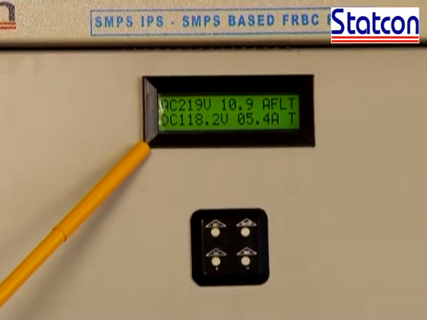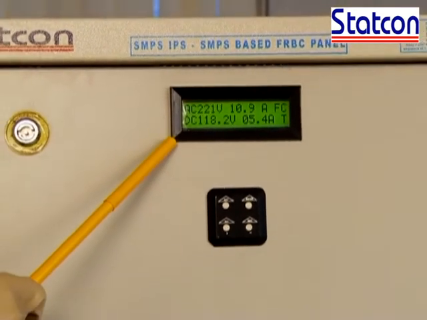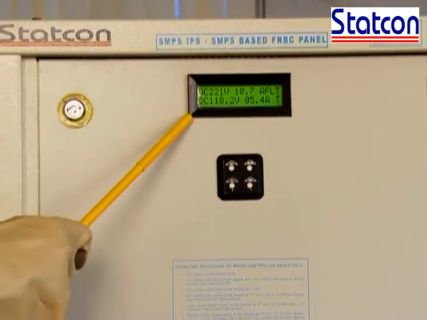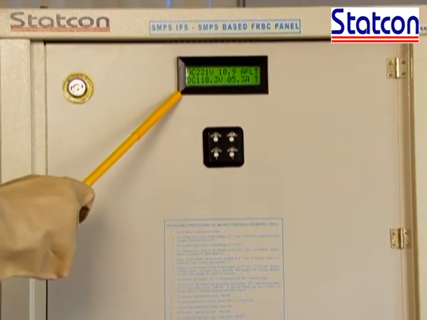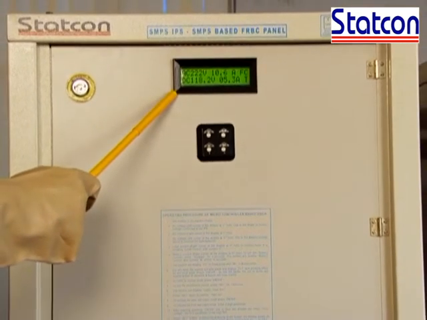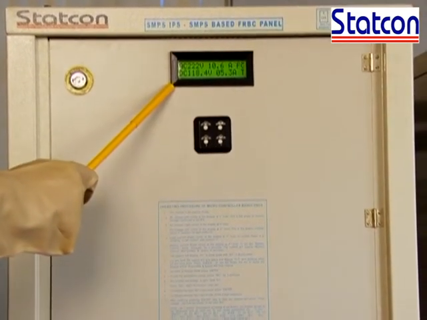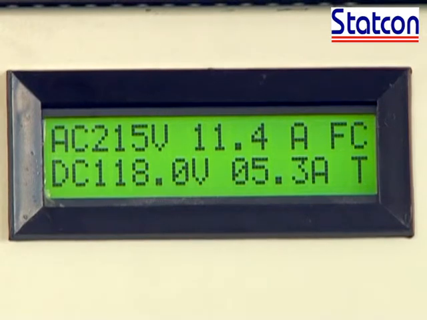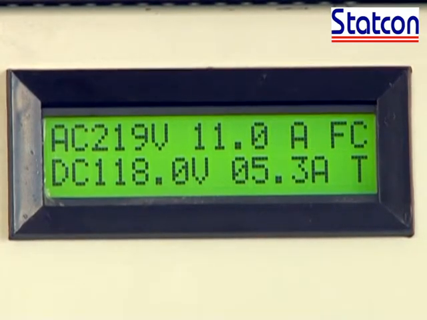Various parameters are indicated on this display, like AC voltage, AC current, DC voltage, DC total current, battery charging current, battery discharging current. Apart from these, some fault indications are also shown on the display, like mains fail, battery fuse fail, load fuse fail, MOBD, mains on battery discharge, and the discharging condition of battery bank.